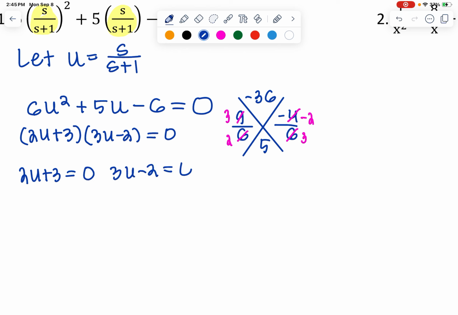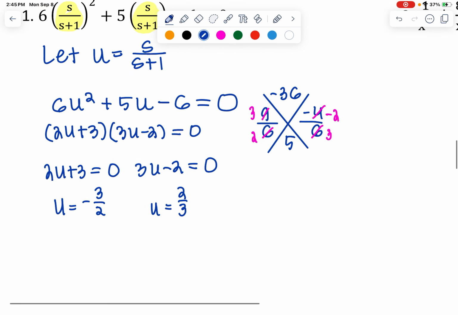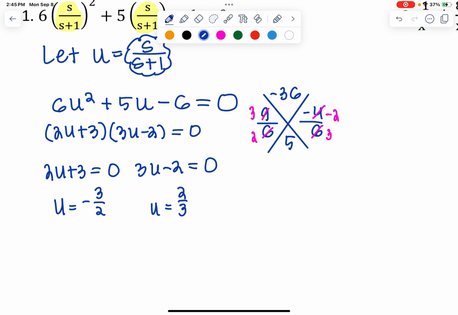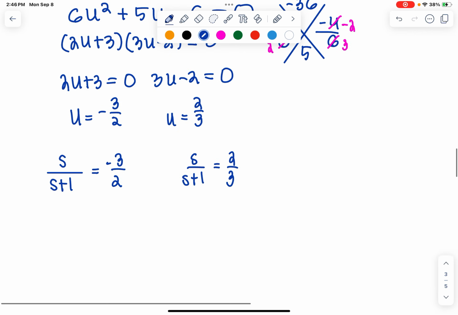Okay, don't get too excited and move on to the next problem. Subtract 3 divided by 2, you get negative 3 halves. Add 2 divided by 3, you have positive 2/3. So what I was saying was, don't get so excited and circle and move on, because you put u in the problem. u was never in the problem. So now we have to substitute back this s over s plus 1. So we have s over s plus 1 is equal to negative 3 halves, and s over s plus 1 is equal to 2/3. So we have to solve each one of those equations.